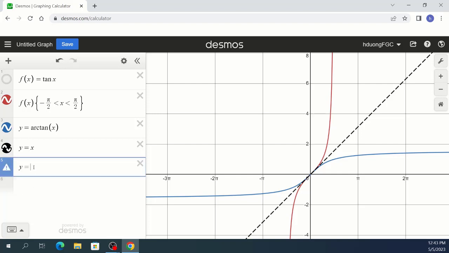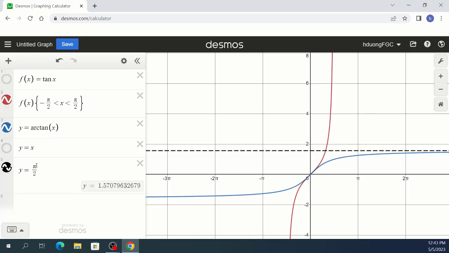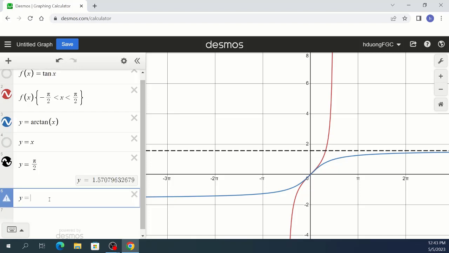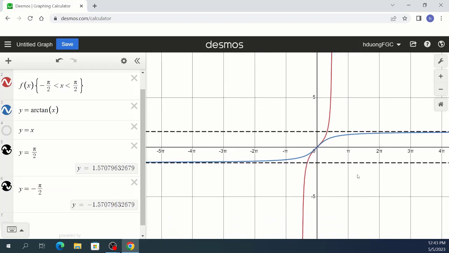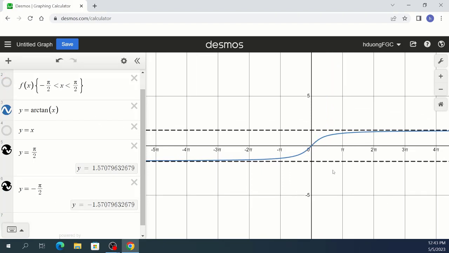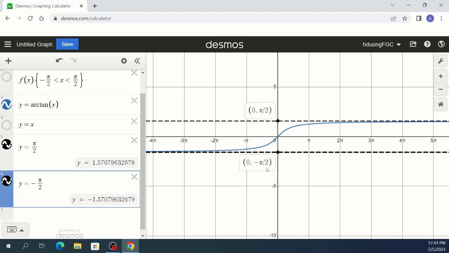How about y equals pi over 2. Let me put that in black ink again, as a dotted line. And let me put down minus pi over 2 as well, in black color. So it turns out, based on our observation, that the tangent inverse function is asymptotic to these two lines, pi over 2 and negative pi over 2. Our tangent inverse function happens strictly between those two values.